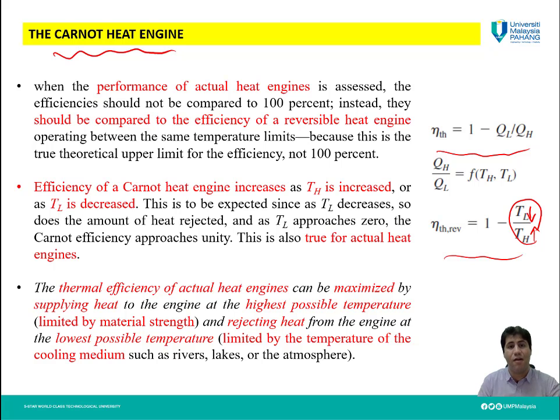However, we have a limitation to increase this TH, because, as you know, the heat source may be a boiler, then the strength of the material against the high temperature will determine the maximum temperature which we can have for the reservoir with high temperature or heat source. And TL is the temperature of the sink, which is usually a condenser or a lake or ocean or something like that, which is at a certain temperature, and we cannot reduce that as much as we want.